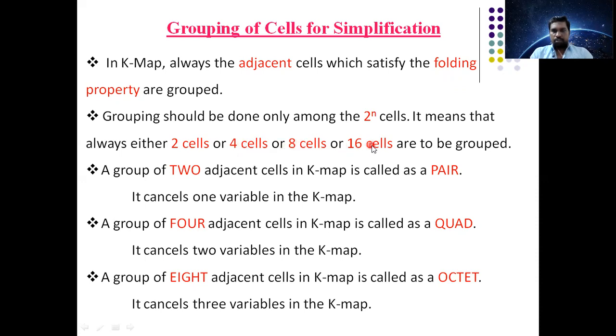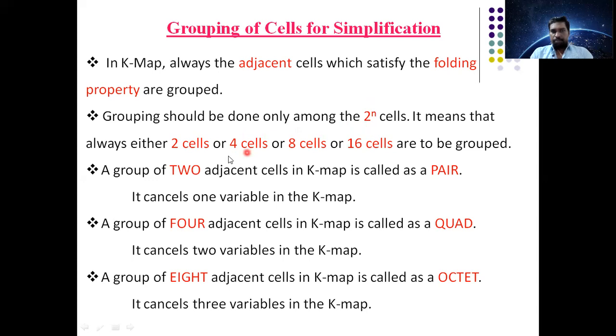Whenever you start the concept of grouping, you should remember that you should group only 2 power n number of cells. That means either you can group 2 cells. If 2 is not possible, you should not go for 3. Why? Because 3 is not in the format of 2 power n. If 2 is not there, directly go for 4. If 4 is not possible, directly go for 8. If 8 is not possible, directly go for 16. Like that, you should verify only 2 power n number of cells.